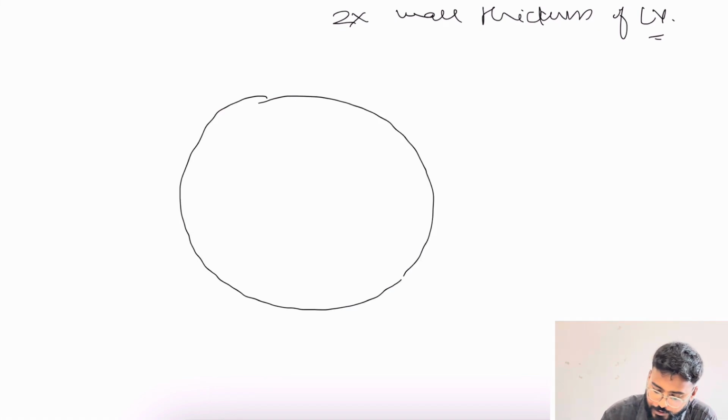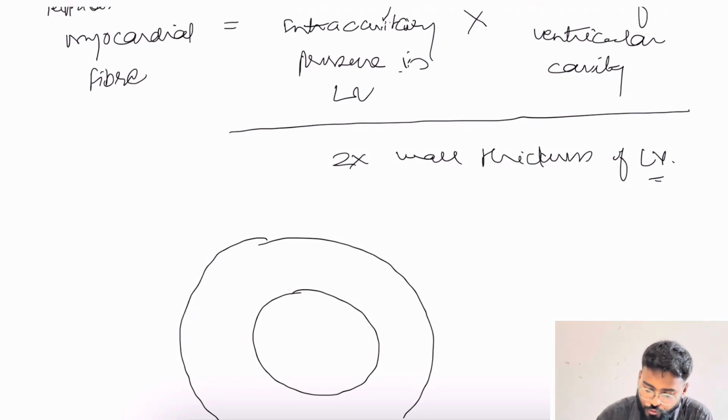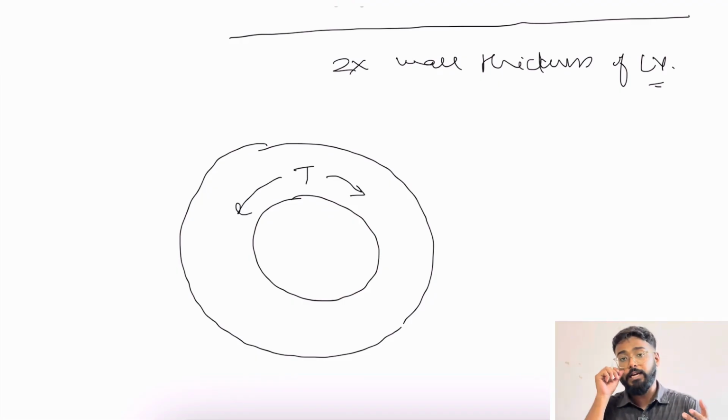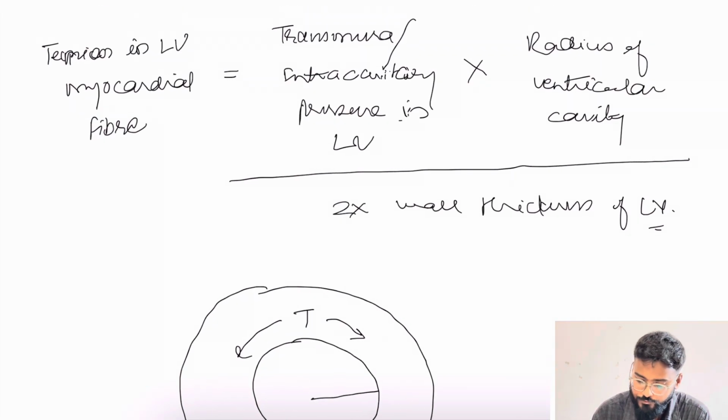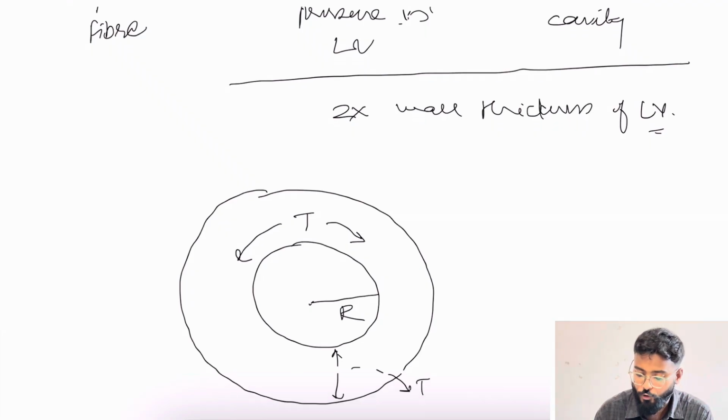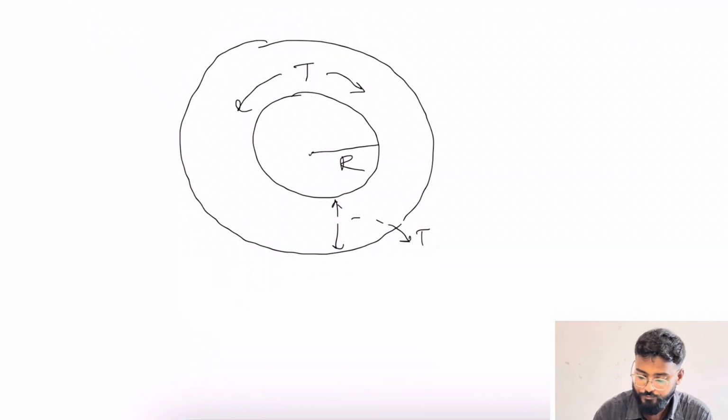If we see this by a diagram, this is your tension, the tension that is inside the walls of your left ventricle. This is the radius of your ventricular cavity. This is your wall thickness, or you can say small t. This is your wall thickness.